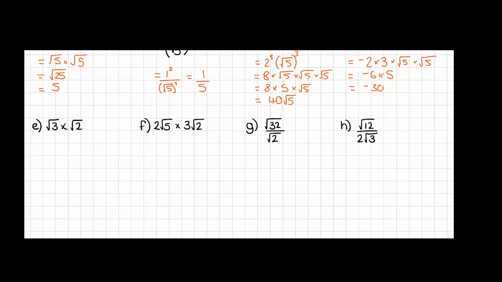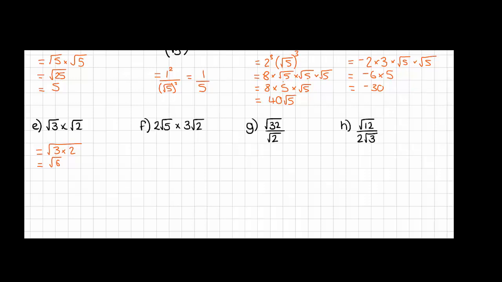E. So E, we're going to start using those two last rules we wrote down. So root 3 times root 2. We can combine that under one square root as the square root of 3 times 2, which will just be the square root of 6. Can't solve the square root of 6, so we just leave it as is.